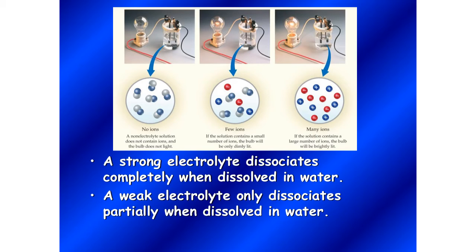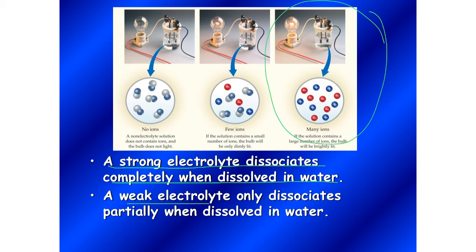All right, so back to electrolytes. So electrolytes, when dissolved in water, they conduct electricity. So we can see by this diagram here, it's got a conductivity tester like what we used in lab with the light bulb and the electrodes. A strong electrolyte is something that completely will dissociate when dissolved in water. So a strong electrolyte would be something like this here. The light bulb lights up brightly and it has many ions present in solution.